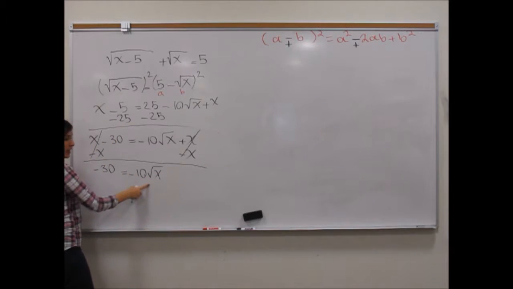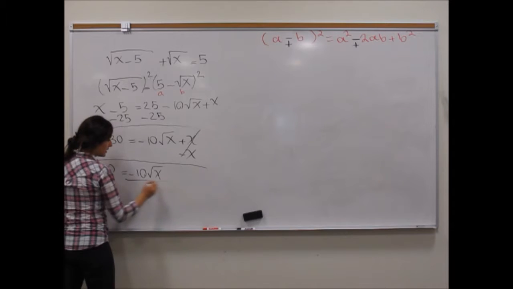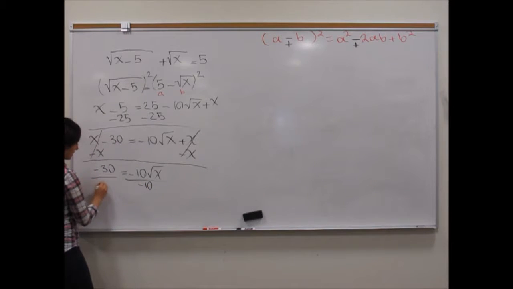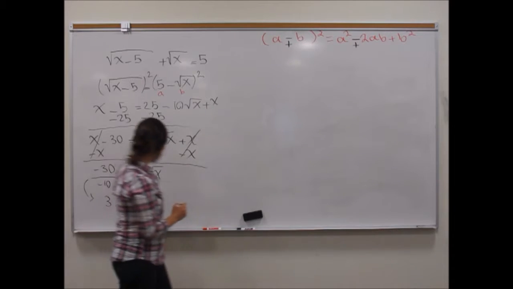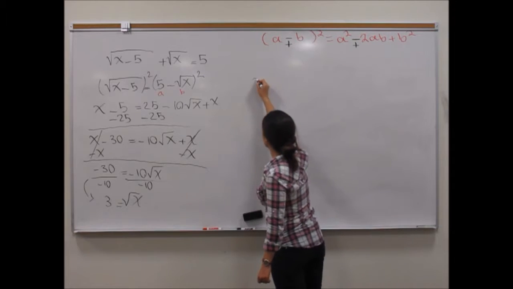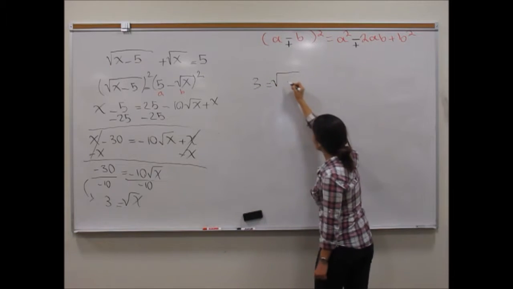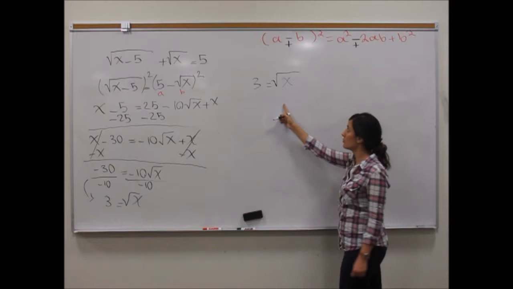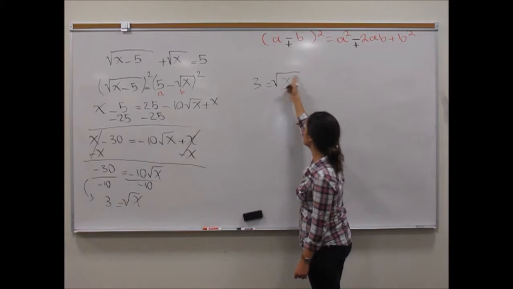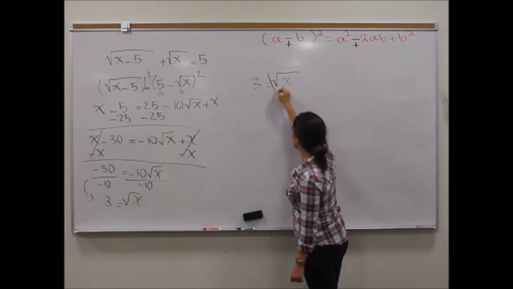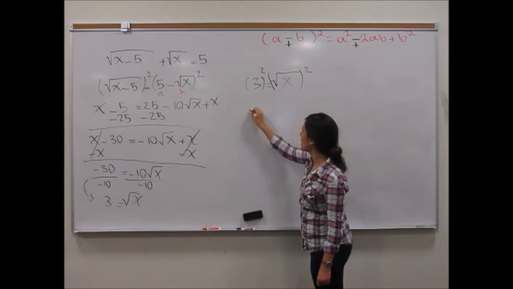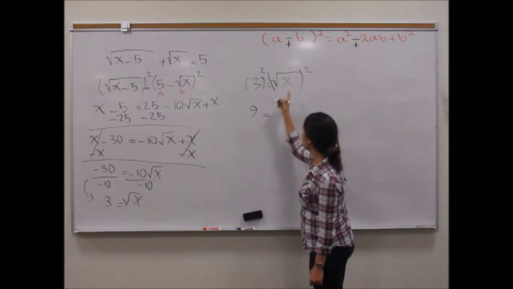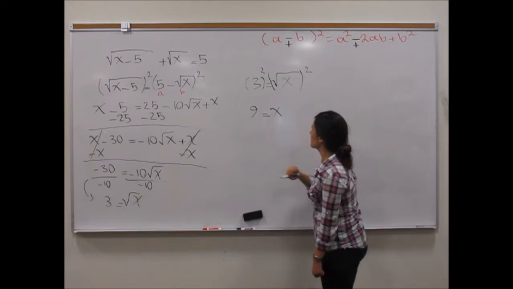So to isolate the rad x, we can divide both sides by negative 10. Negative 10 divided by negative 10, so I would have 3 equal rad x. So let's move on to here. I'm going to rewrite that here. So 3 equal rad x. To find the x, to actually get rid of this radical, we can square both sides. This one squared and this one squared. So this is 9, 3 squared is 9. And then rad x squared is just x.